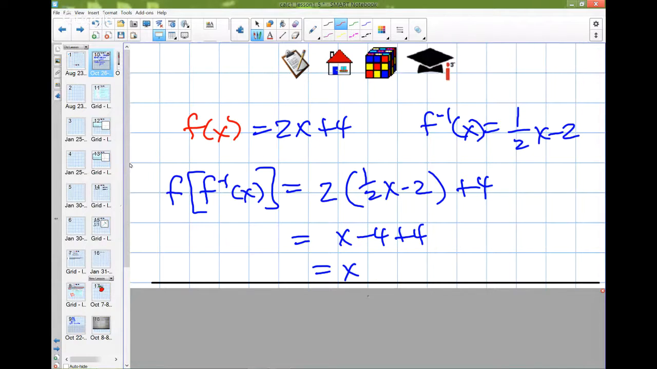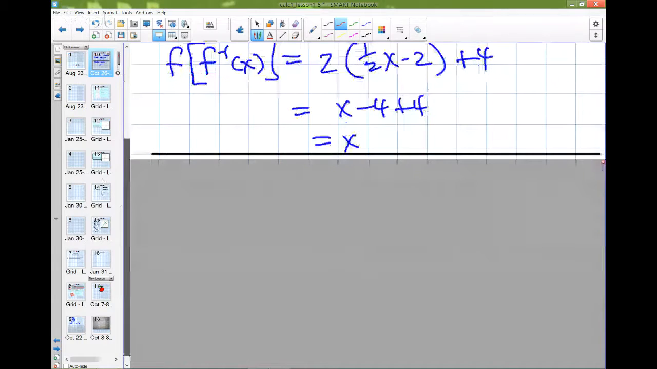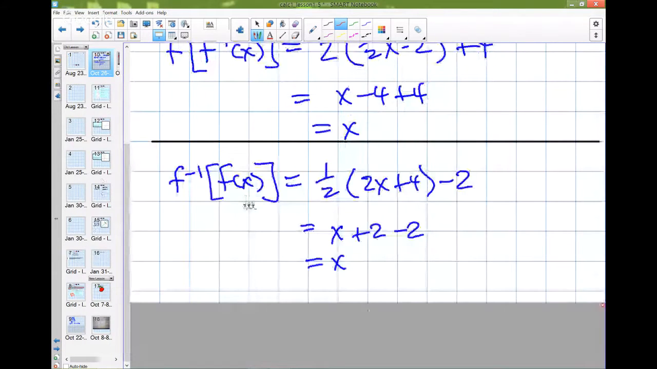So anyway, this is a great way to prove one thing is an inverse of the other. Compose them. By the way, you can do it the other way too. You can also compose it the opposite way. You can do f inverse of f. It's a different substitution, but it still comes out to this. So in order to prove a function is an inverse of the other, you can do it either way: f inverse of f or f of f inverse. Do you all see how I substitute?